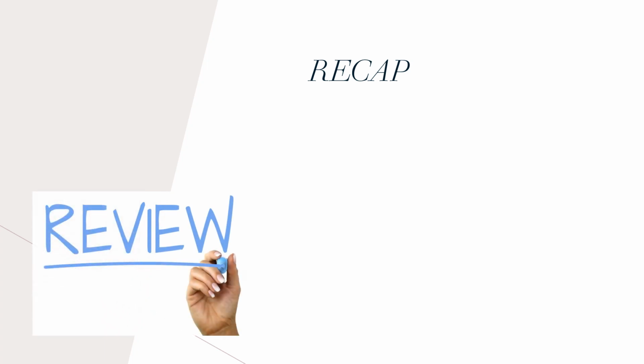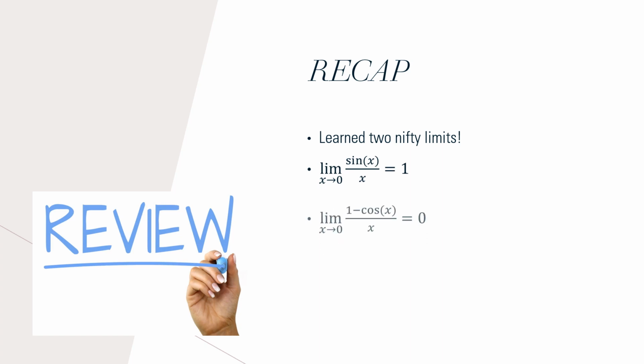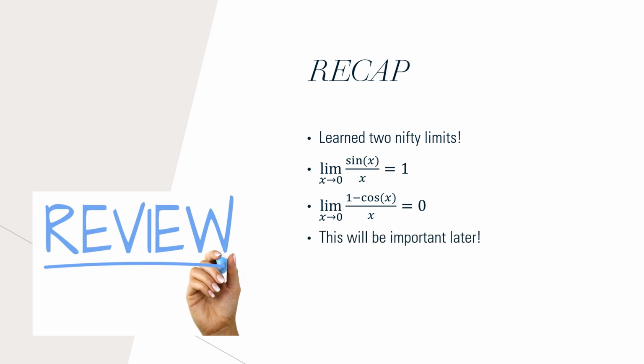Okay. Now that your brain has grown sufficiently, let's take a quick pit stop and recap. In this video, we discussed two very interesting limits, the sine of x over x and 1 minus cosine x over x as x approaches 0. And we understand that the limit as x approaches 0 of sine x over x is equal to 1. The limit as x approaches 0 of 1 minus cosine x over x is equal to 0. Knowing this will be important later on when we try to use limits for some even cooler math.